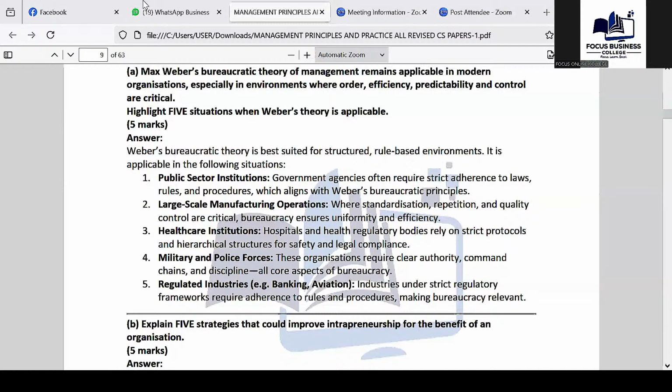Another is healthcare institutions. In matters of health, there are no shortcuts. Regulations have to be followed to the letter, because if you take a shortcut in matters of health, somebody can die. You may do something and end up losing somebody's life. So it's important. Health regulation rules rely on strict protocols and hierarchical structures for safety and legal compliance.